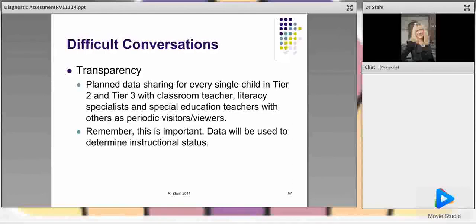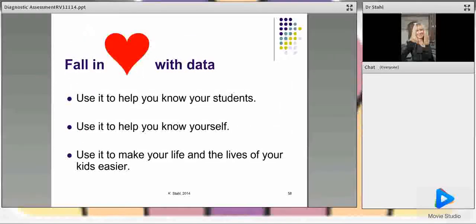This data really does need to be used to determine instructional status, and it will enable you to really see your children fly. As you can tell, I am in love with assessment and data because it has helped me as a teacher streamline my instruction. And I hope you'll fall in love with data too, in order to use it to help to know your students and to help you know yourself better and what you need to teach and how to streamline your own assessment and to make your life and the lives of your kids easier and more joyful.